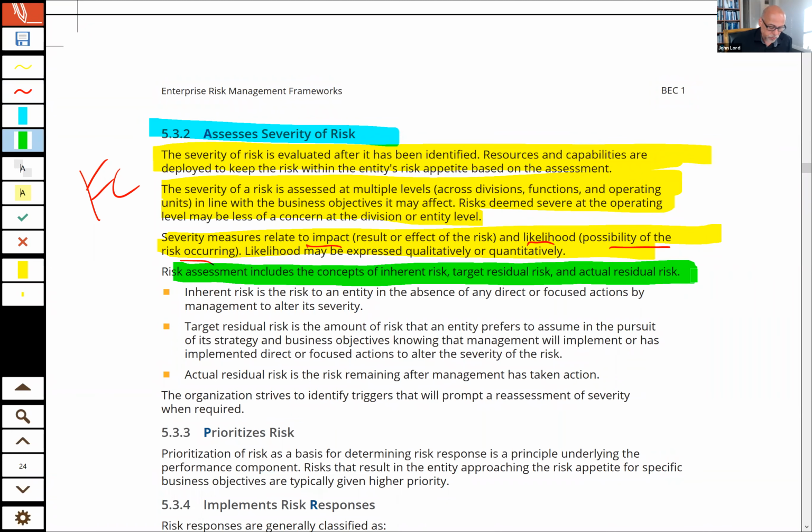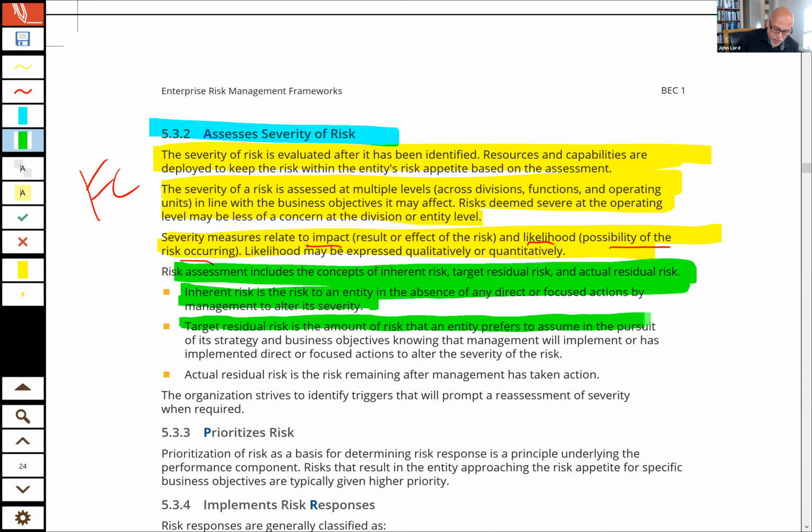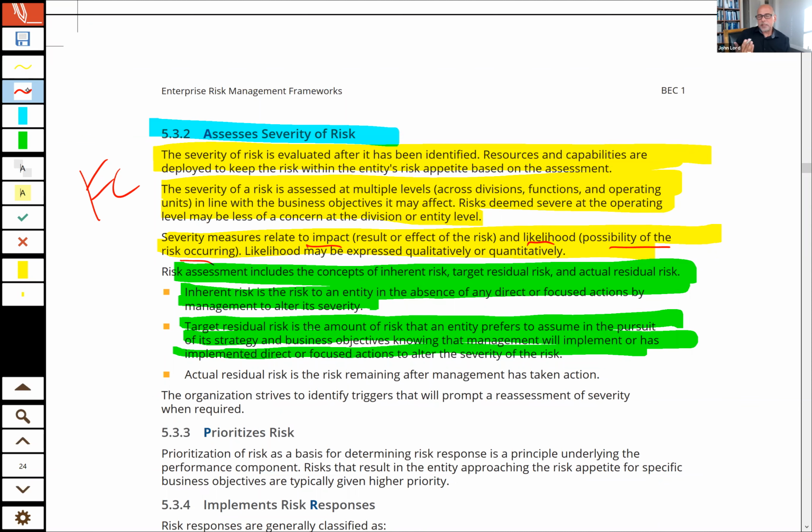Risk assessment also includes, I do want to look at this. Inherent risk is the risk that the entity faces in the absence of any direct or focused actions by management to alter its severity. Target risk is the amount of risk the entity prefers to assume in the pursuit of strategy, knowing that management will implement direct or focused actions to alter the severity of the risk. So again, taking out insurance, for example, okay? And then actual residual risk is the risk remaining after management has taken action. So there's always some amount of residual risk that's going to be there in spite of management action. And so we'd want to consider that, okay?